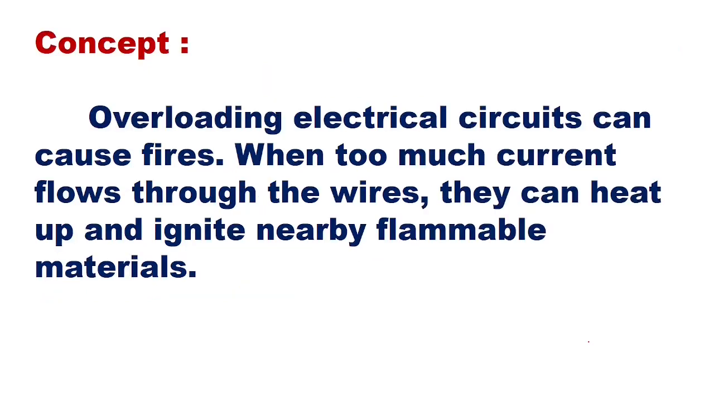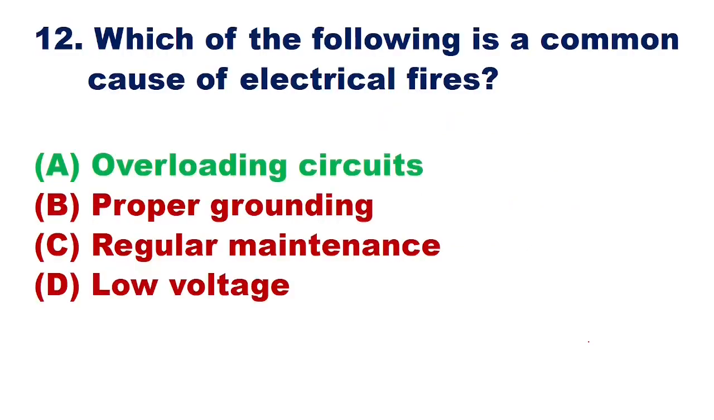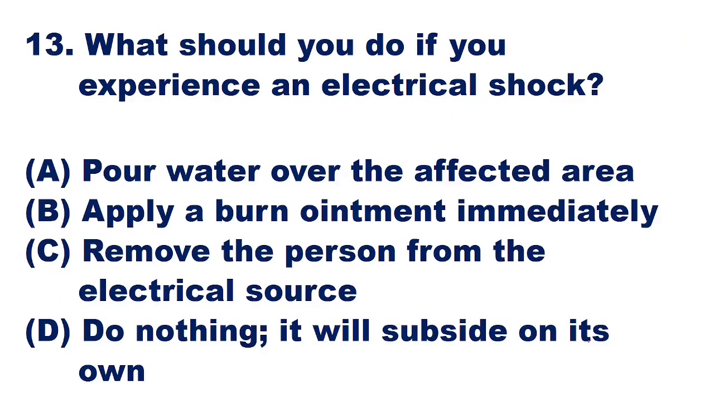So overloading electrical circuits can cause fires. When too much current flows through the wires, they can heat up and ignite nearby flammable materials. That is, whenever there is overloading, there is a lot of current flowing in the circuit, and this too much current flowing through the wires can heat up and ignite the nearby flammable materials. And that is why the common cause of electrical fires will be overloading circuits. So option A will be the right answer, that is overloading circuits. Then we'll go to the next question.